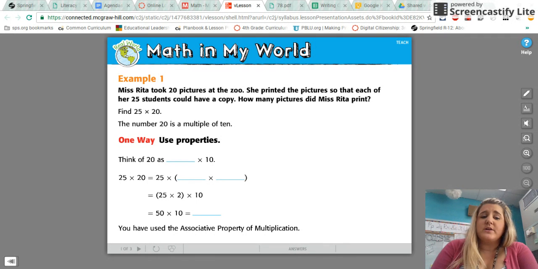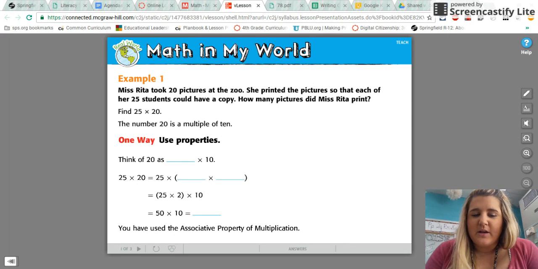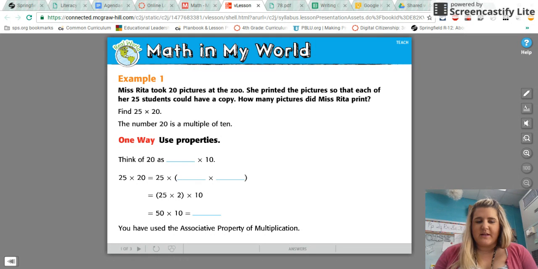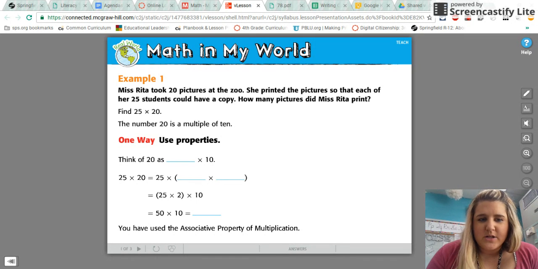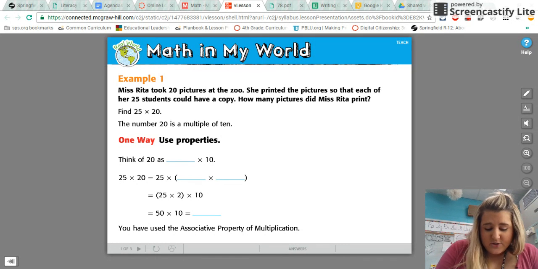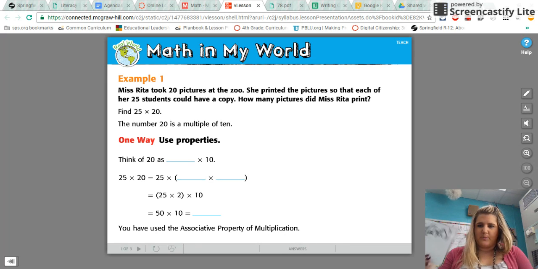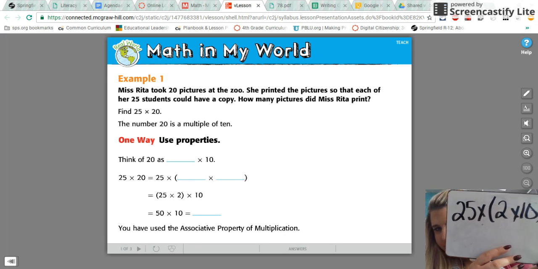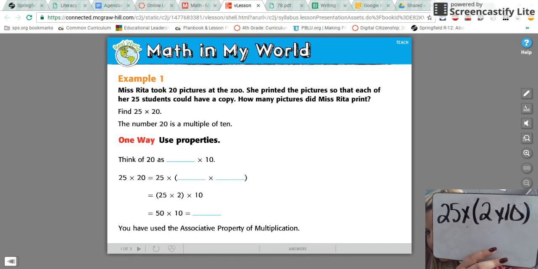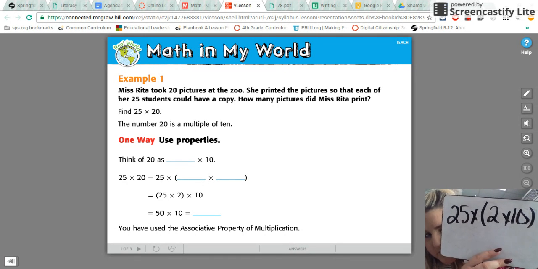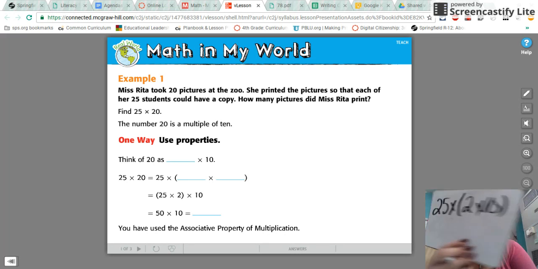One way you could do this is use properties. You can think of 20 as what times 10? What times 10 equals 20? It's going to be 2. So 2 times 10 is how you can think of 20. They've got 25 times 20, and that's the same thing as 25 times 2 times 10. You can write that in your book.